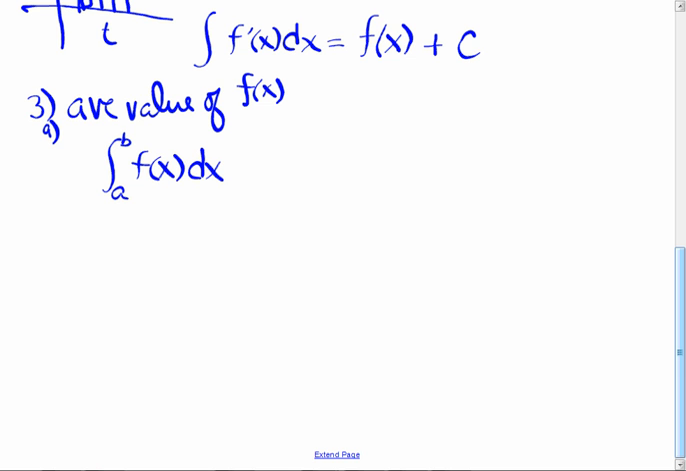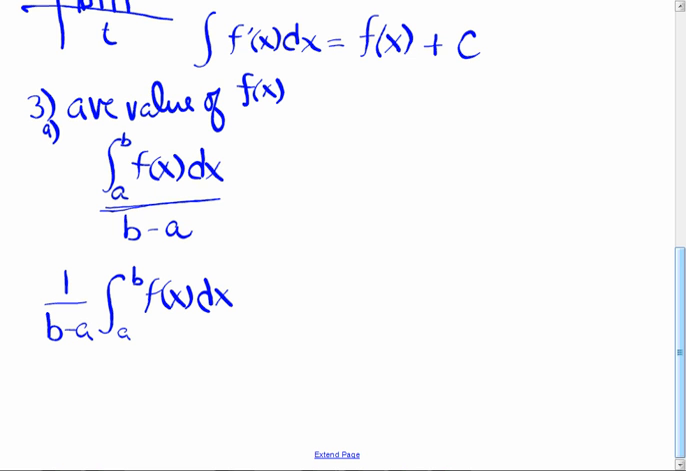And then what do I do? Divide by the length of the interval. That's how many numbers you have. Do you realize that's the same as this? Those are the same things.